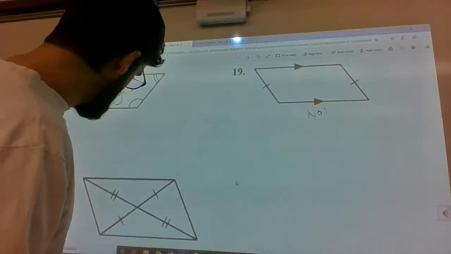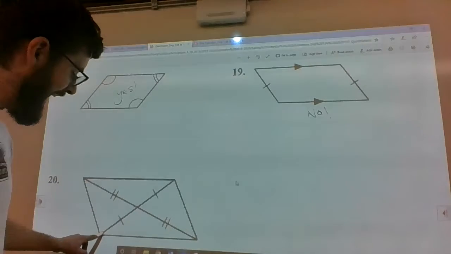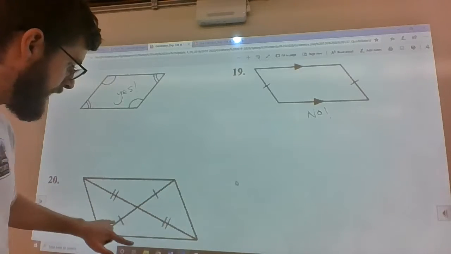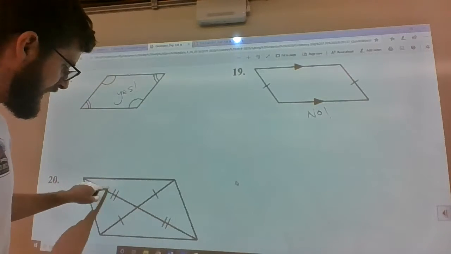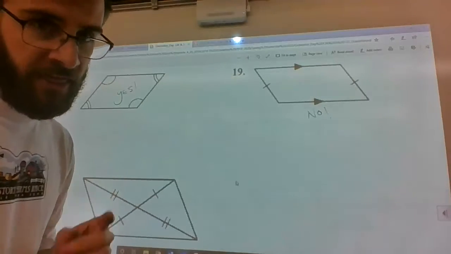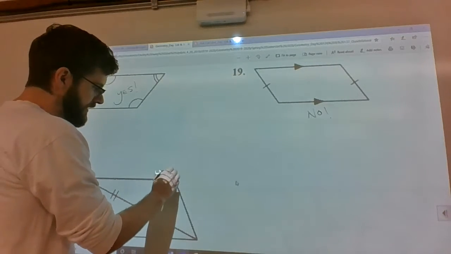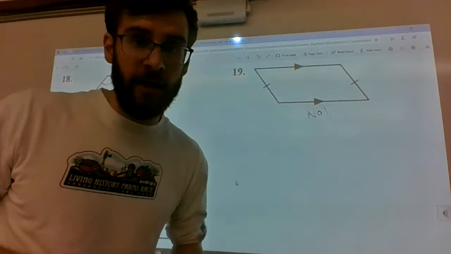solid conclusion. This last one is a perfect example of diagonals that bisect each other. They cut the diagonals into 2 equal parts, each of them. And that is, again, a big characteristic of parallelograms.